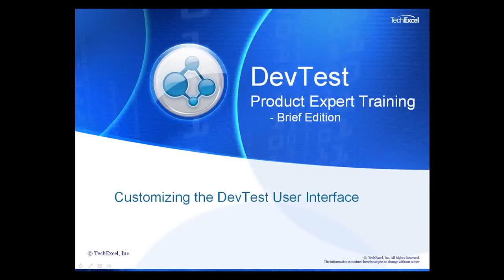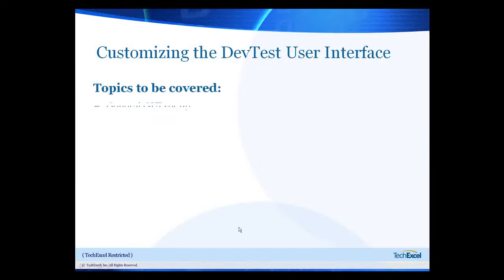This section of the DevTest Product Expert Training will cover customizing the DevTest user interface. Specifically, this section will cover general UI setup. We'll look at field design, system pages, custom pages, and function pages.